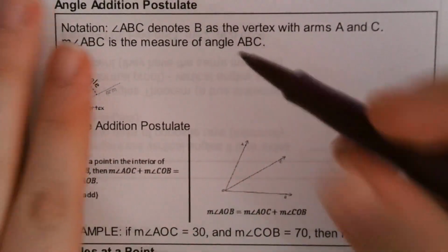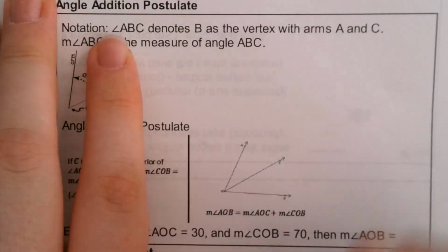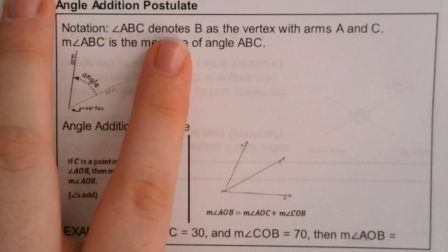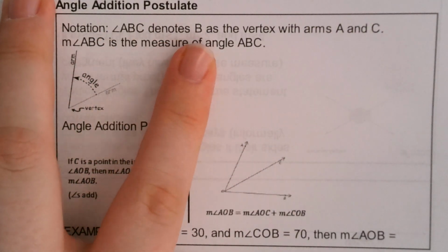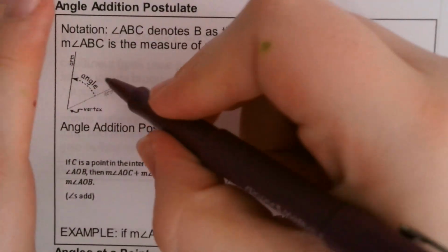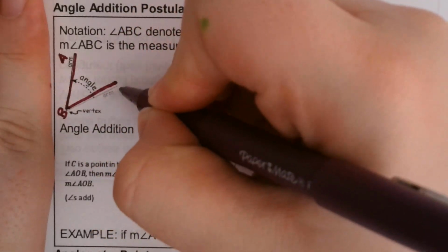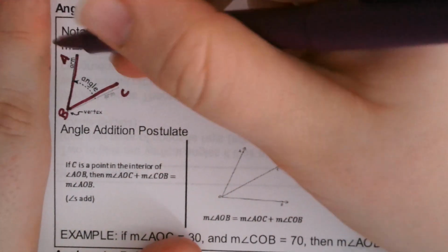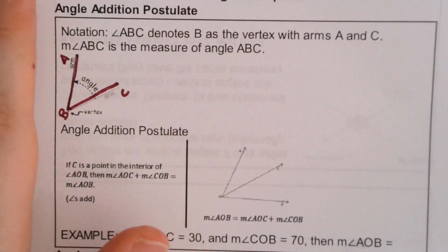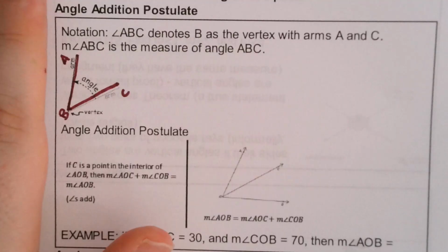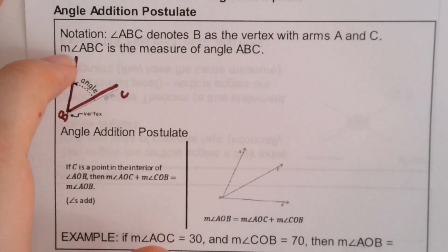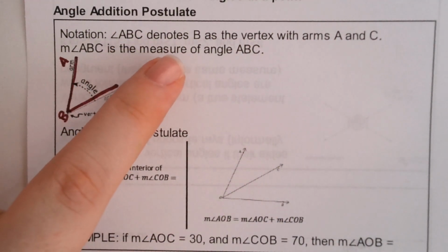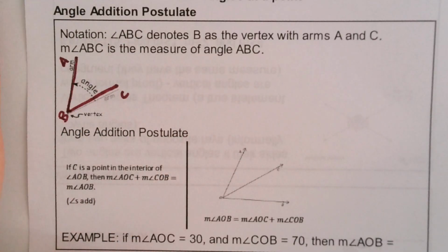So the first thing is we need to know our notation. If we see angle ABC, that denotes that B is the vertex with the arms of A and C. So here, this would be arm A, our vertex is B, and the other arm is C. A and C can be flipped around, but B has to be that vertex.